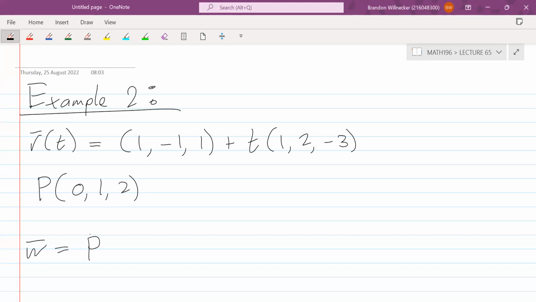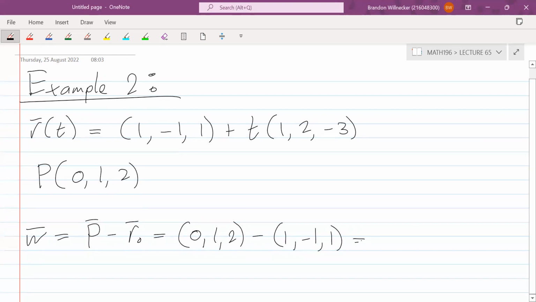That's going to be P minus R naught. We've got P, which is 0, 1, 2, and R naught, the first vector here, which is 1, -1, 1. So that's 0 minus 1, that's -1. 1 minus -1 is going to be 2. And 2 minus 1 is going to be 1. So that's our hypotenuse vector.